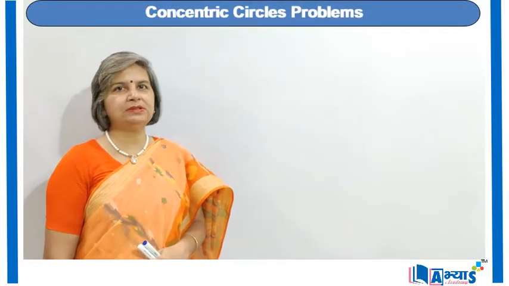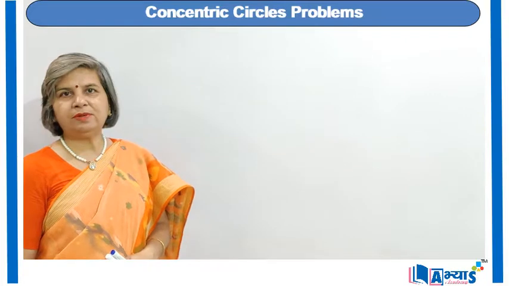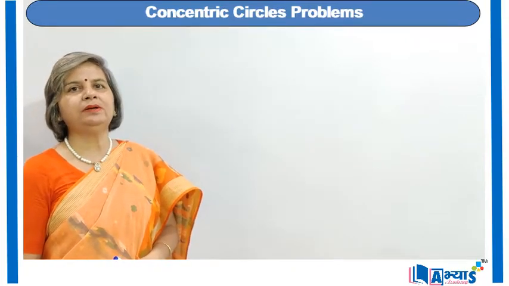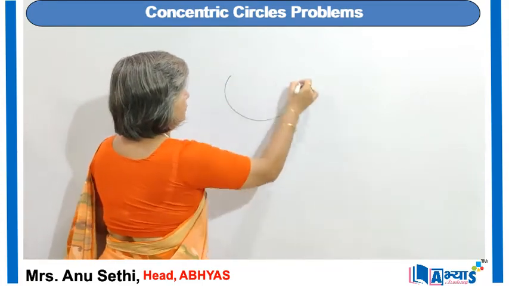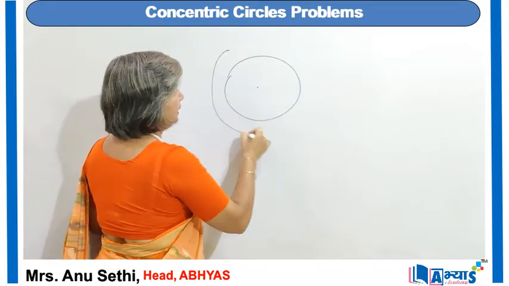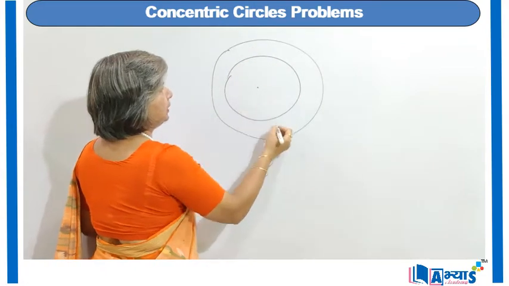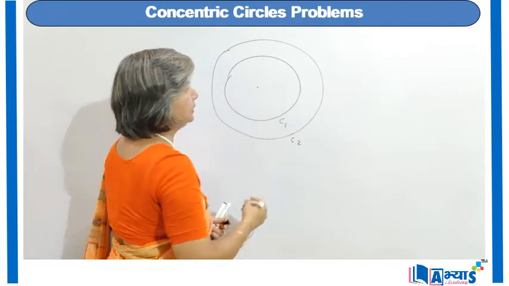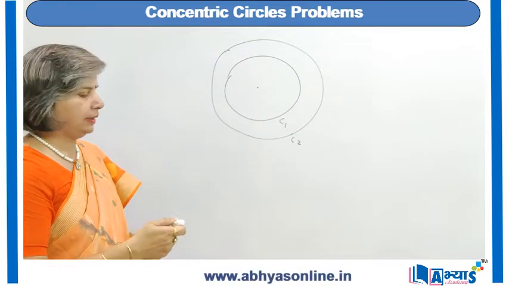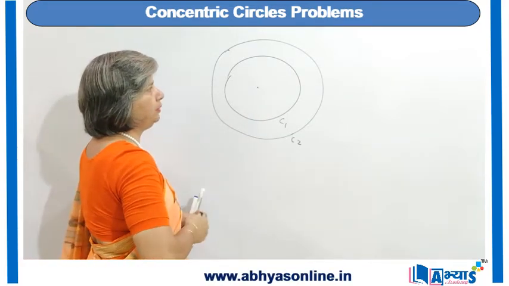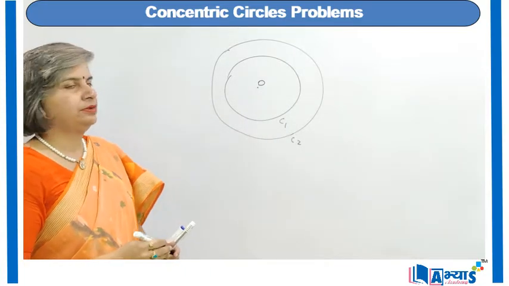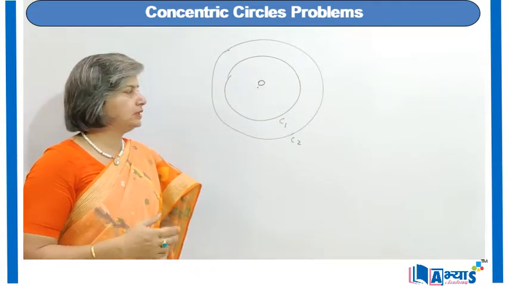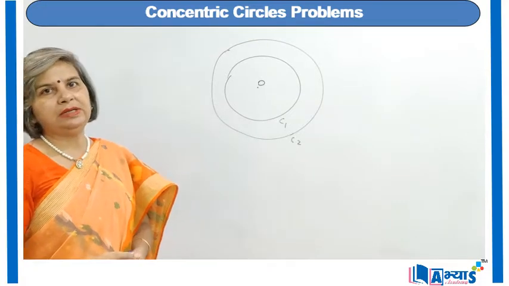The concept of concentric circles: concentric circles are circles with the same center point but different radii. If I have a circle with center O and another circle with center O, then C1 and C2 are two circles with the same center point O. So this is the case of concentric circles. In this case the circles have the same center point but the radius will be different.